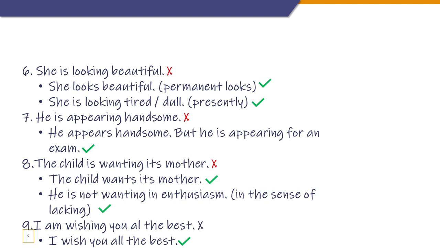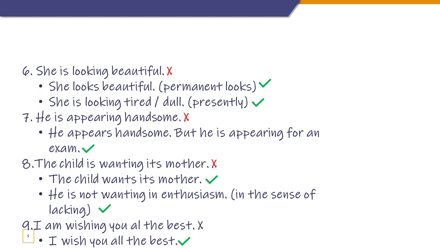Now if you look at the word appear, it also has an action verb meaning. So when you appear for something, for example an exam, you are actually sitting an exam or writing an exam. So look at this sentence that is put together beautifully. He appears handsome, but he is appearing for an exam. So maybe he's looking nervous. That's different. So he appears handsome, but he is appearing for an exam.